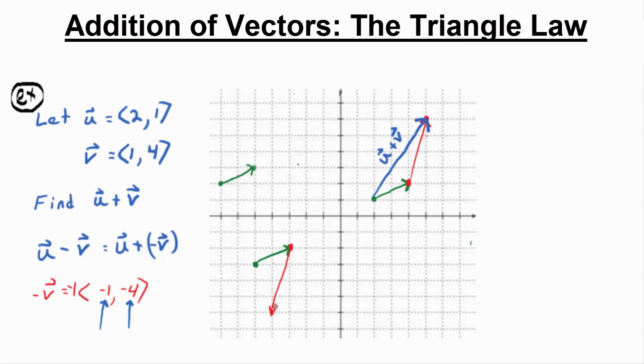So let's be clear here. This is negative v here, whereas this was positive v right there, and in green this was u. And this is still a copy of u. So then remember what we did in the first one with u plus v. We connected the tail of u to the tip of v. We're going to do the same thing here, except it's the tail of u to the tip of negative v. And there you go. There's u minus v.